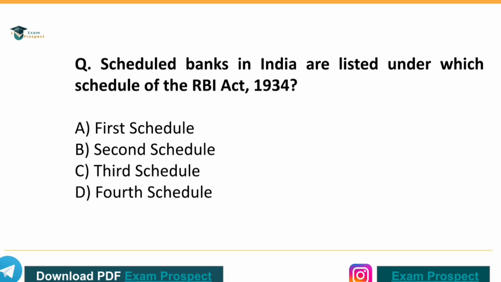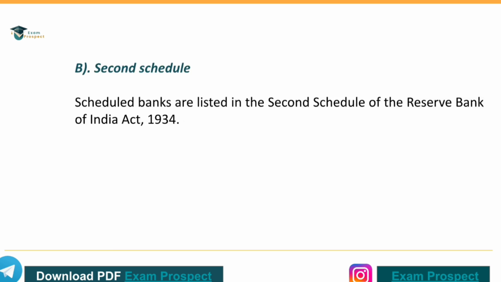Next question, scheduled banks in India are listed under which schedule of the RBI Act 1934? The correct answer is option B, second schedule. Scheduled banks are listed in the second schedule of the Reserve Bank of India Act 1934. And this schedule specifies the banks that meet the RBI's criteria to be considered a scheduled bank and become eligible for certain privileges and regulations.